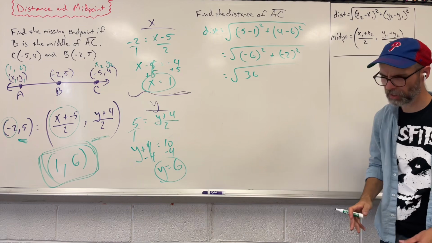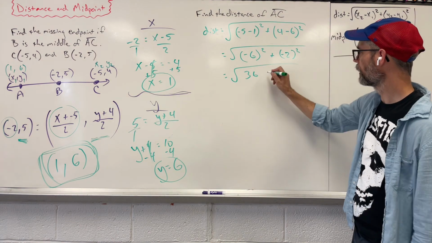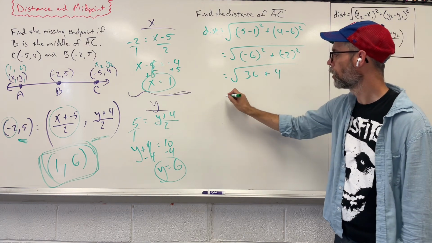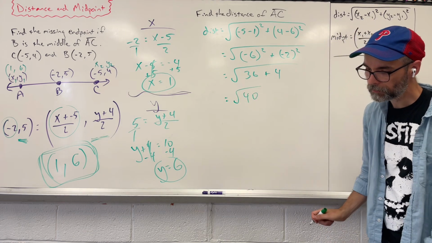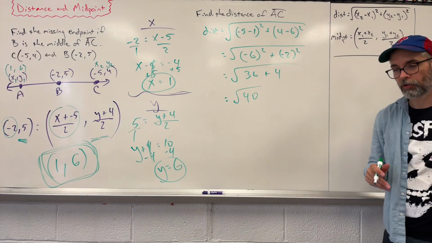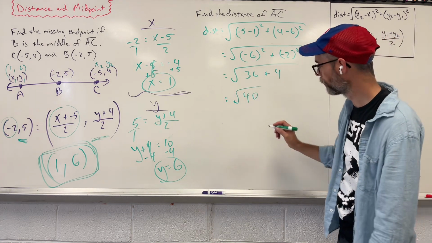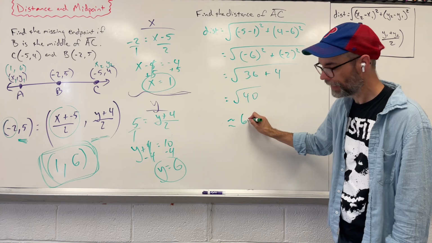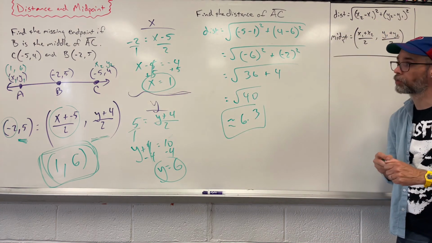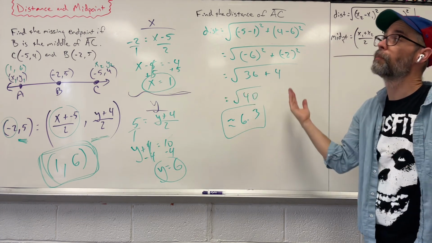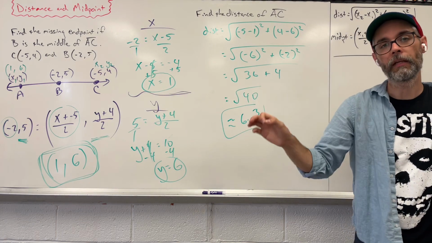36. -6 times -6 is 36. -2 times -2 is 4. When I put them together, I get the square root of 40. And if we were to punch square root of 40 into our calculator, we end up with something that's about 6.3. So your distance from A to C is about 6.3. That's using the distance and midpoint formulas for when you have a missing endpoint.